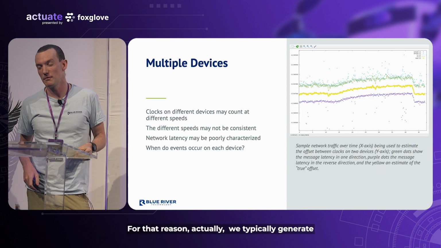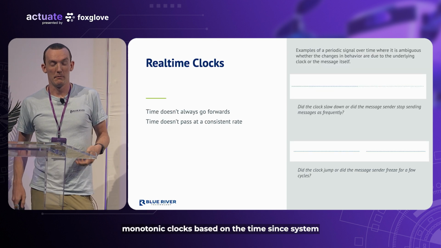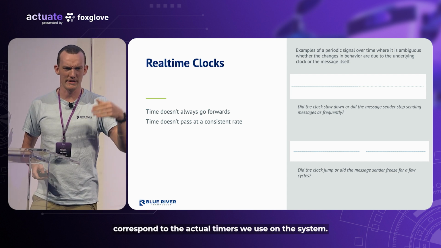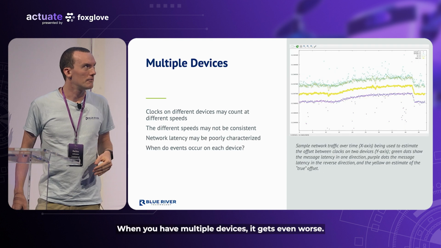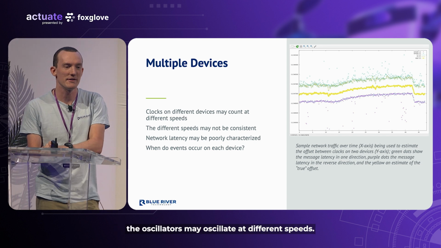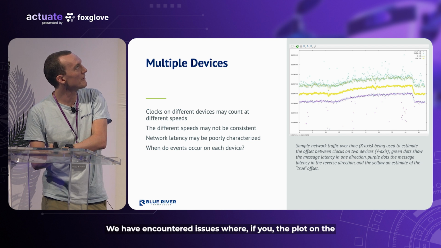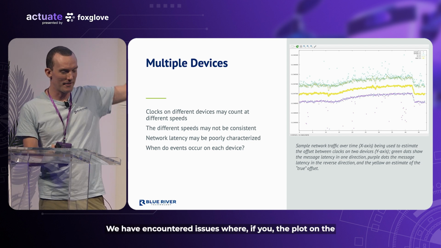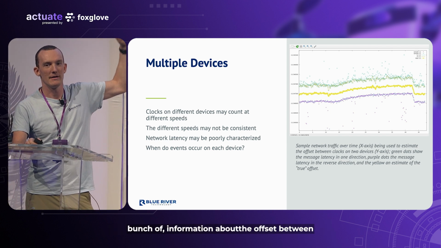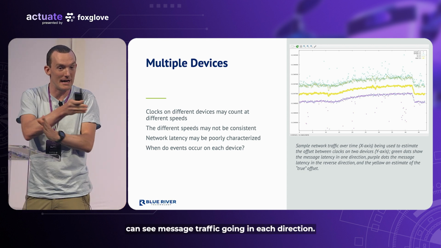For that reason, we typically generate our MCAPs for visualizing with Foxglove with monotonic clocks based on the time since system boot, since those tend to be more consistent and correspond to the actual timers we use on the system. When you have multiple devices, it gets even worse. The monotonic clocks on multiple devices, the oscillators may oscillate at different speeds, and they may oscillate at different speeds inconsistently over time. We have encountered issues where, if the plot on the right isn't too important in terms of exactly what it shows, but that's an example of, okay, we have a bunch of information about the offset between clocks on two devices based on the fact that we can see message traffic going in each direction.